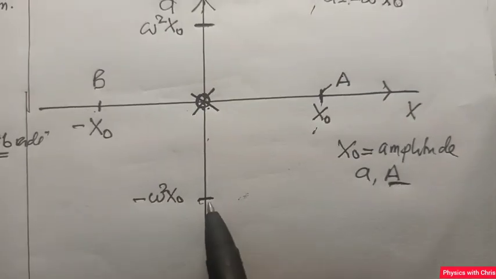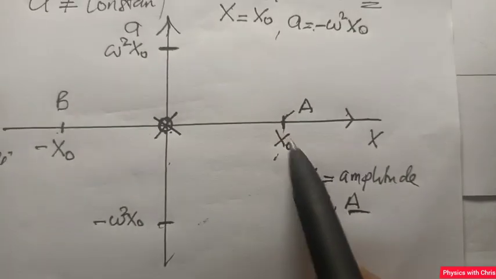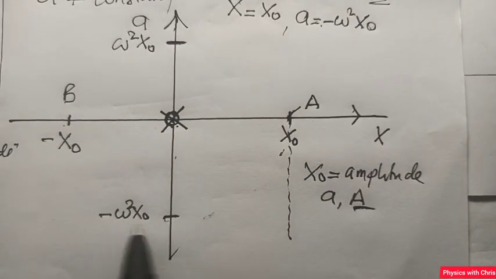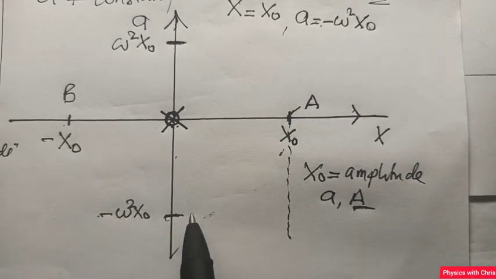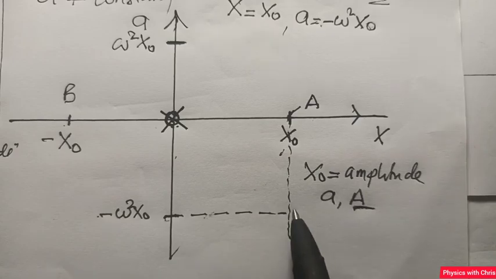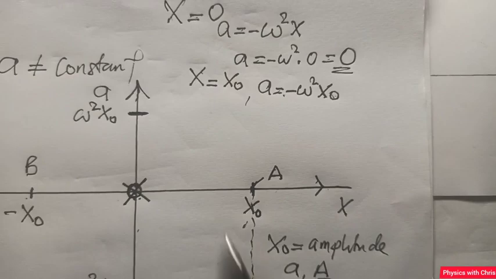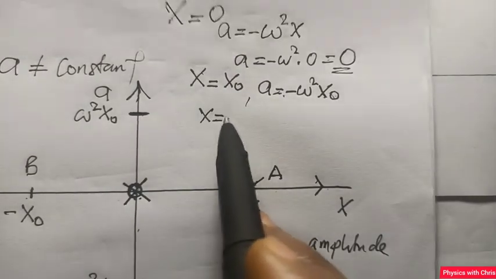I'm going to plot that here. That is when my displacement is x naught. Bring this down. Then my acceleration was equal to minus omega squared x naught. Take this across. So where the two of them meet, I'm going to plot that point. Then lastly, suppose the displacement x is equal to minus x naught.